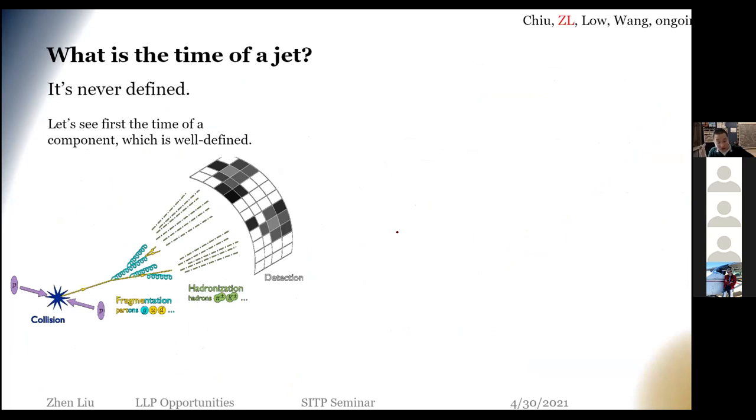That is important because in the previous searches, when I think about the heavy long-lived particles decaying hadronically, I separate them based upon the time. So I have to define the time of a jet. However, you soon realize that the time of a jet has never been defined. Instead, we only know the time coordinates of a component of a jet. So I have a bunch of protons splitting and hadronization, collecting a bunch of energies. Of course, I can define the time coordinates of each energy hit in my detector. But what's the time of a jet?